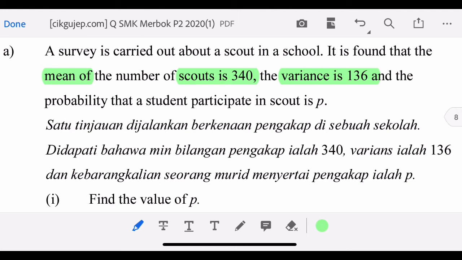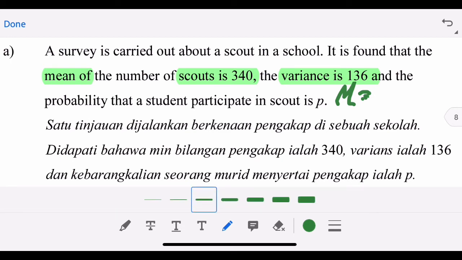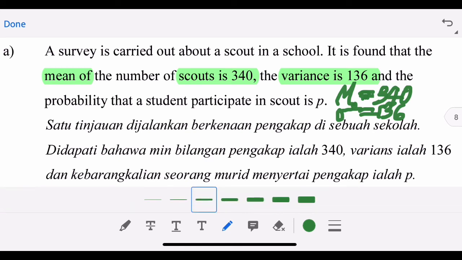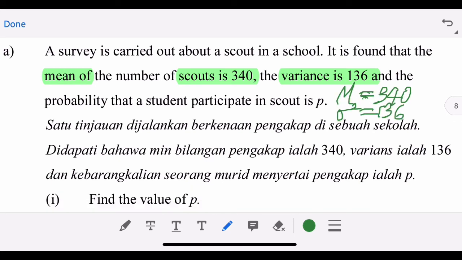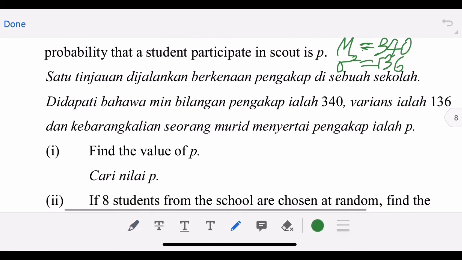So basically when you read the question, you have to highlight the keywords: mu was given 340 and the variance was given 136. So we write down mu is the mean, which is 340, and the variance is 136, given in the question, right? Okay, so now we actually have to use a formula for the probability distribution.